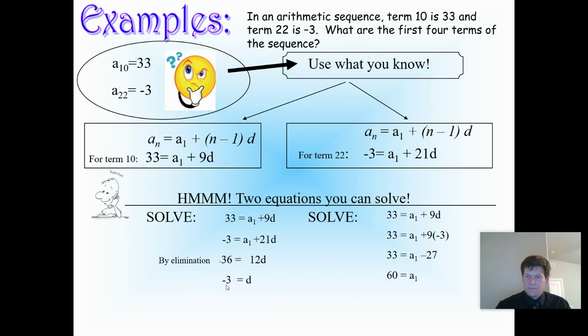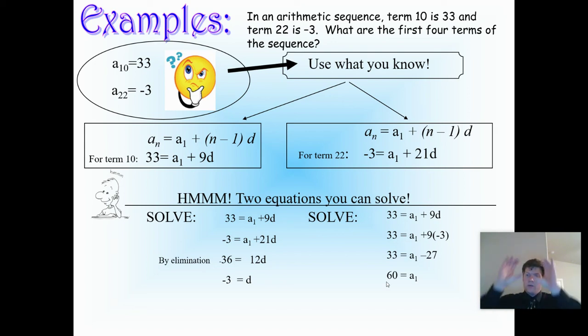Now, let's plug it in and find out what our first term is. I'm going to use the 33 one because that has more positive numbers. So I have 9 times my common difference, which we found was -3. 9 times -3 makes -27. Get rid of that -27 by doing the opposite, adding it. 33 plus 27 makes 60. So my first term is 60, and my common difference is -3.